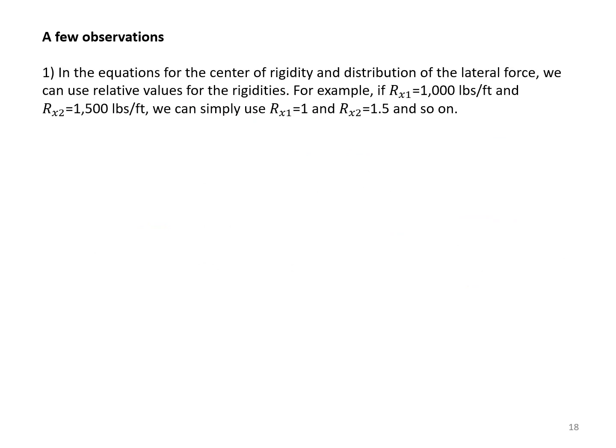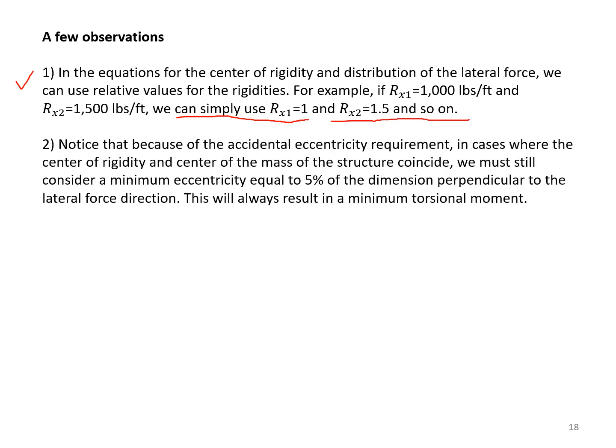A few observations. 1. In the equations for the center of rigidity and distribution of lateral force, we can use relative values for rigidities. For example, if Rx1 is 1,000 pounds per foot and Rx2 is 1,500 pounds per foot, we can simply use Rx1 equal to 1 and Rx2 equal to 1.5 and so on.